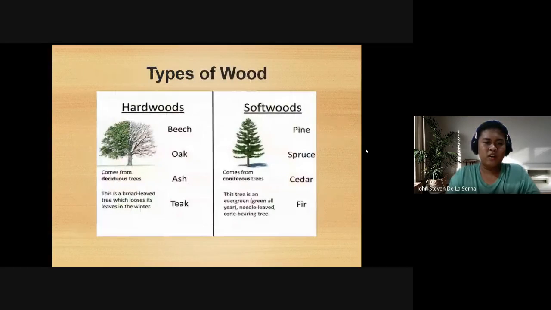Hardwood comes from deciduous trees, or trees that have broad leaves and lose their leaves in the winter. Example: beech, oak, ash, and teak. Softwoods come from coniferous or cone trees. Example: pine tree, spruce, cedar, fir.